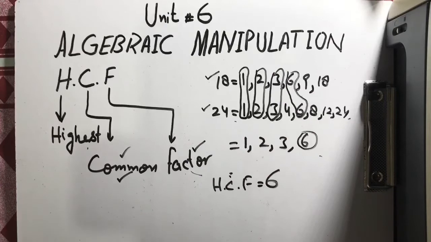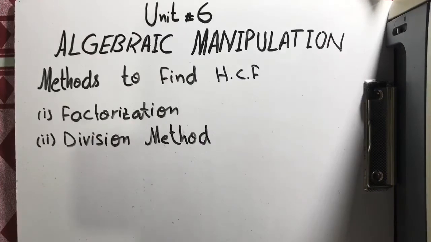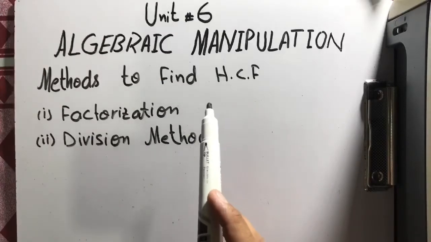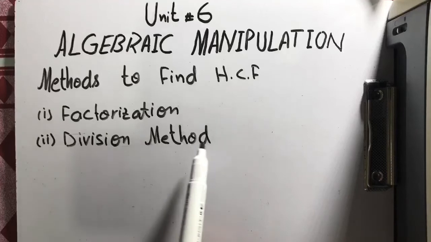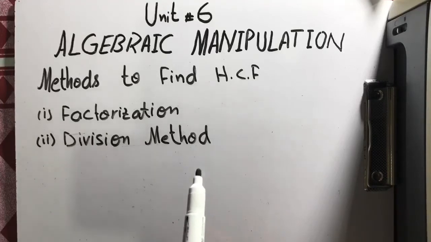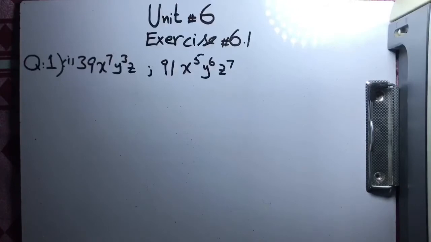This is the simplest method and the first method to find the HCF. Now we discuss how many methods there are to find the HCF. There are two methods to find the HCF. First method is factorization, second method is division method. And we discuss these two methods when we solve the questions of exercise 6.1. Now we start exercise 6.1.